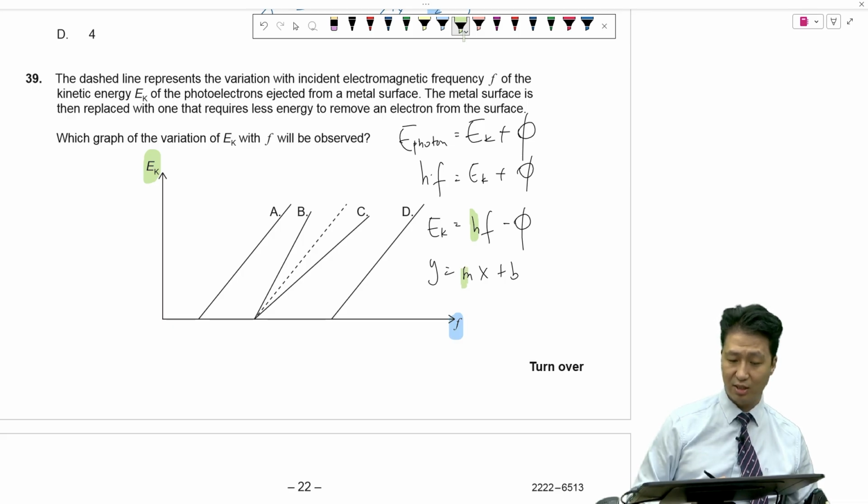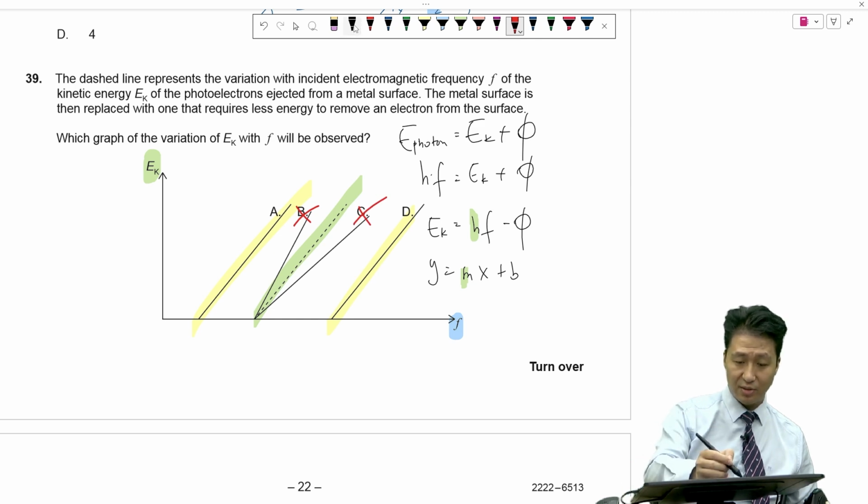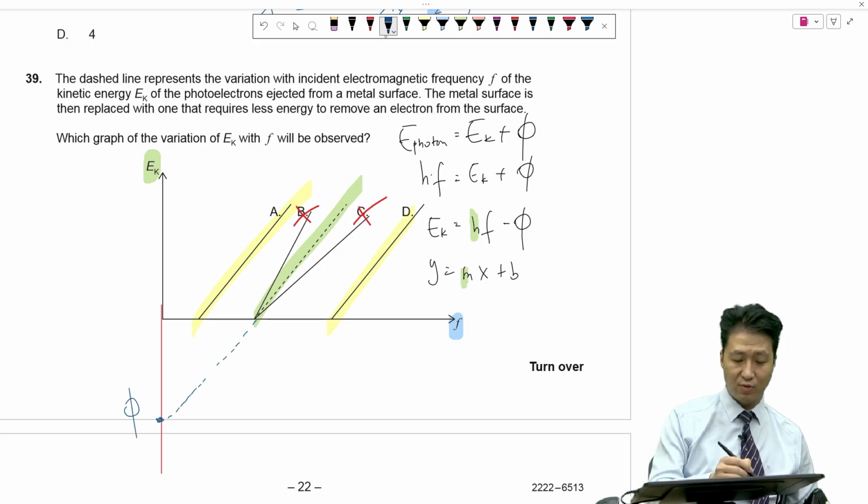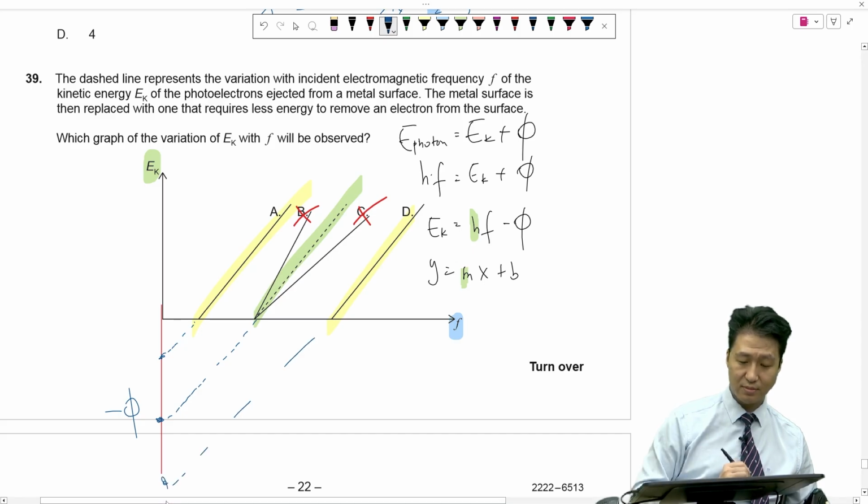The slope does not change. Doesn't matter if you change the metal. So if this was original, the only possible answers would be either A or D. You cannot change the slopes. Second, let's see what happens to the y-intercept if you just continue this graph down there. First, you have some amount of energy required to escape the metal, the original metal. And A requires less energy and D requires more energy, which means the answer should be A.